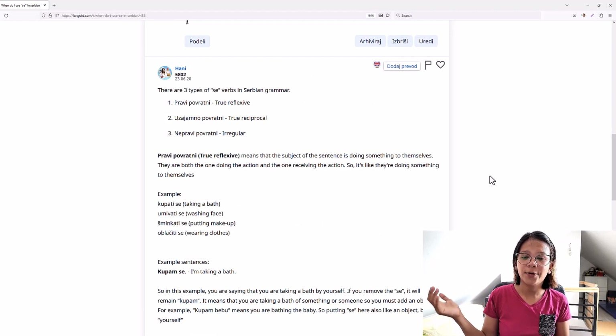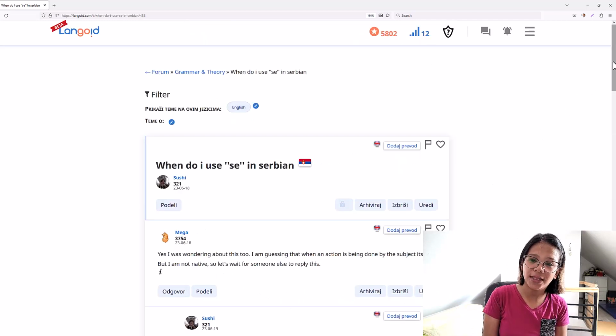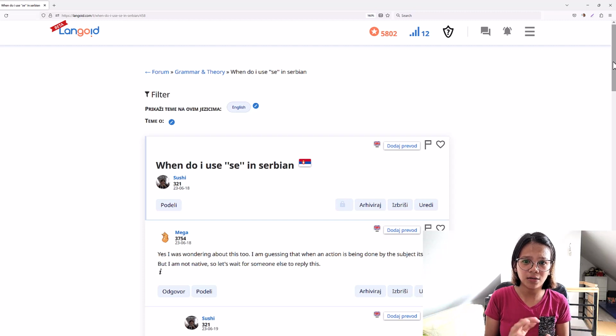So I hope I explained this better and more clearly. That's it for this topic about using se in Serbian. If some of you want to ask something about some specific grammar which you are confused about and don't understand at all, you can post it here in the forum so I can answer in reply. I can create an explanation under the topic, and there are big chances that I will also create a video about it so that I can clarify the topic you posted.